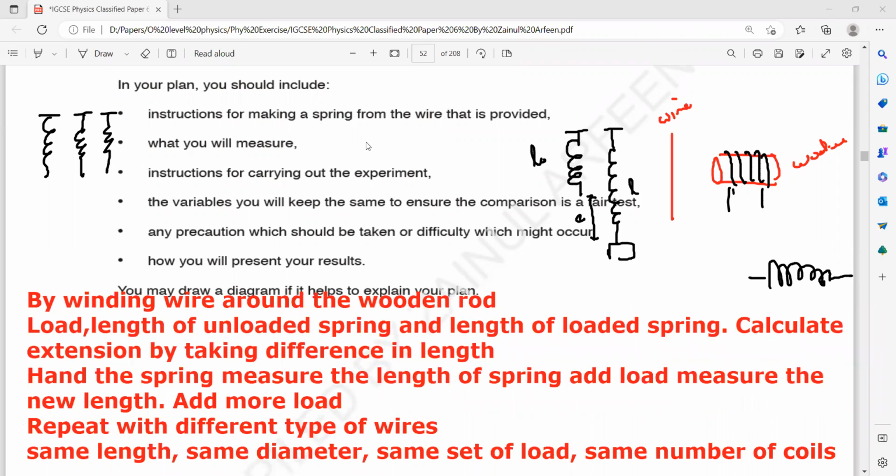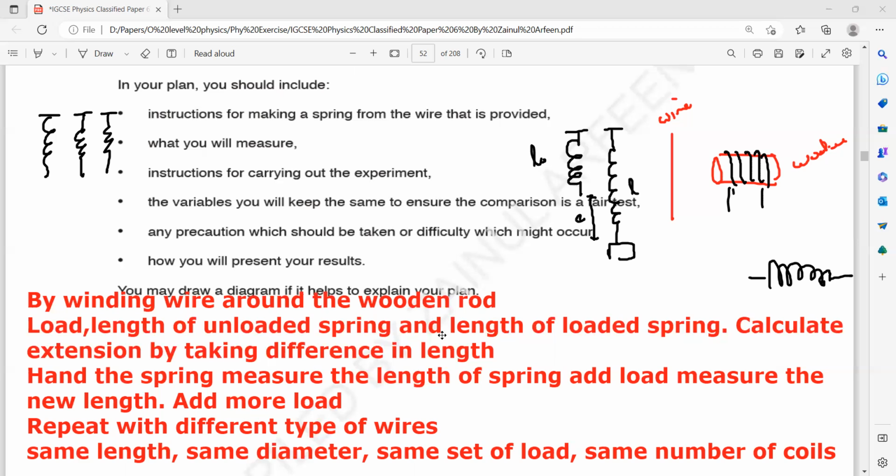Any precaution you should take, or difficulty? What precaution should we take whenever we are doing this experiment? Look perpendicular to the scale to avoid parallax error, or measure the length when the spring stops vibrating. Or when we add a load, the clamp or the stand might topple. That is also a difficulty.